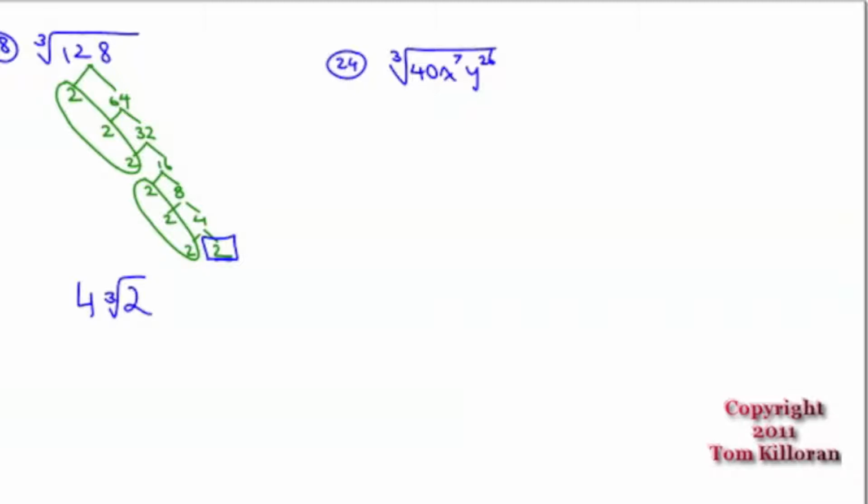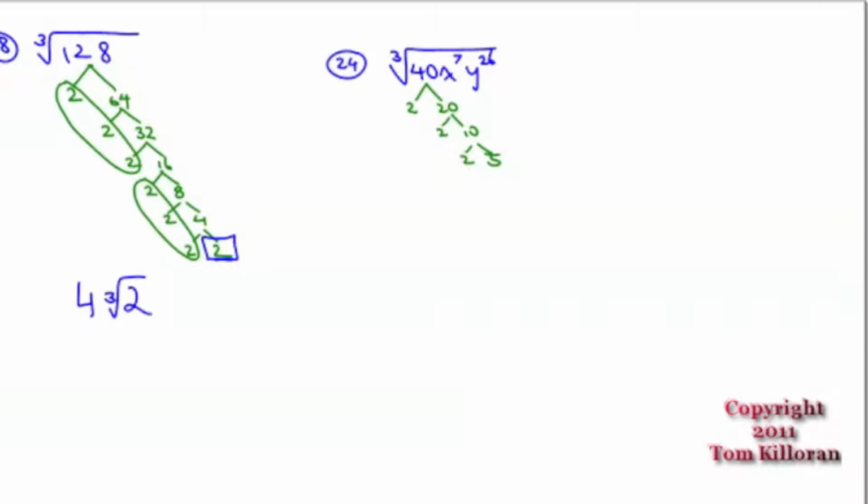So, 40. Start off with the smallest number that goes into it. 2, and 20. And 2 goes into that, and 2 goes into that. Oh, 2 and 5. I thought you said 25. 2 and 5. Okay.